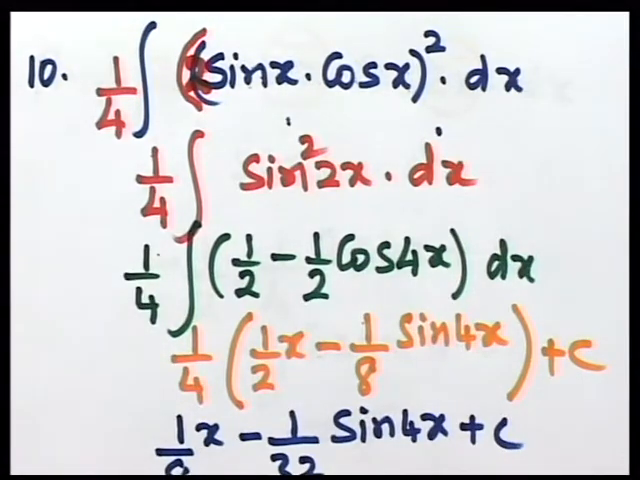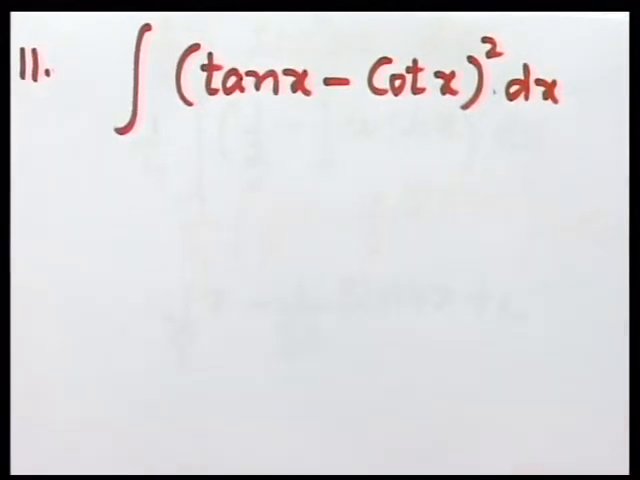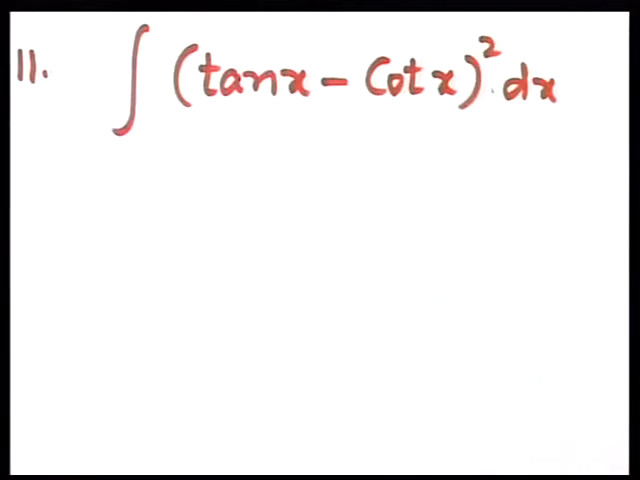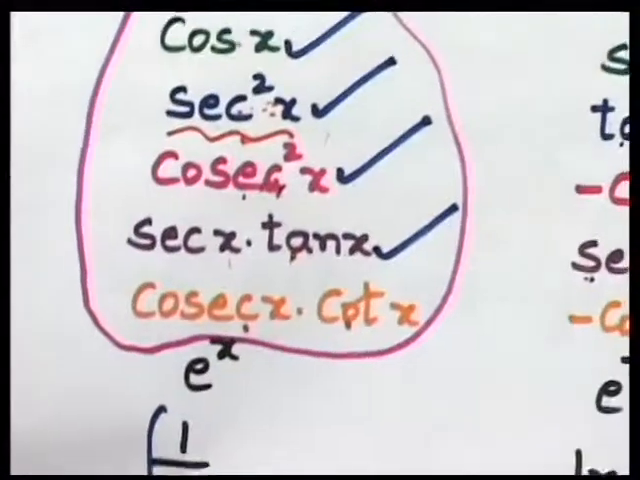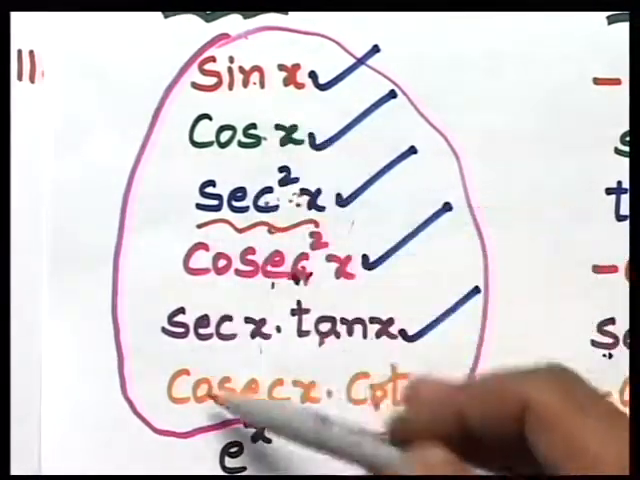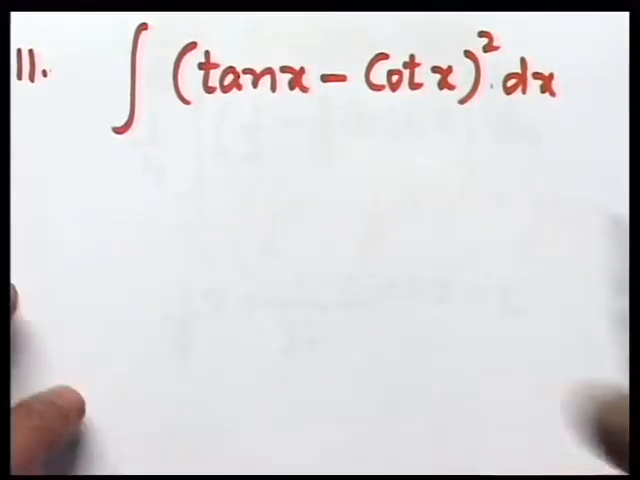Right, that's the 10th question. You can copy this sum, please. This is question number 11. Copy that down, solve it, and then you check the answer. Okay, so that's tan x minus cot x whole squared. Our objective, please remember, is changing everything into the standard functions, okay? So the standard functions are here, we know, sine x, cos x, sec squared x, cosec squared x. So we are supposed to get one of them so that we can find the answer.